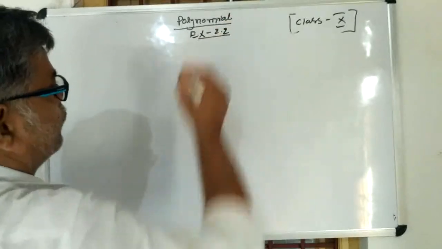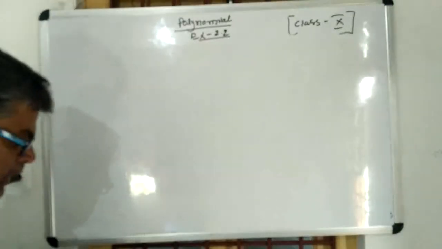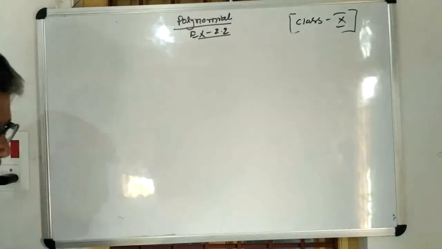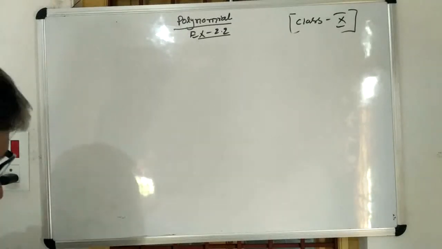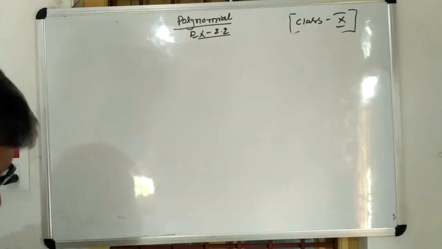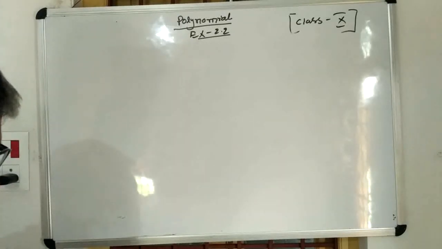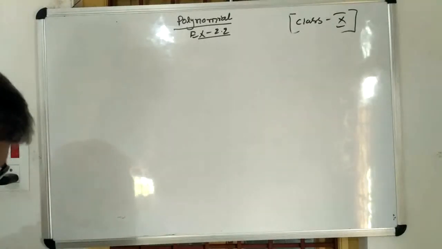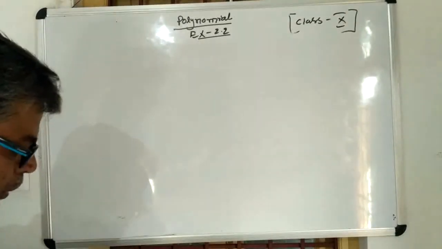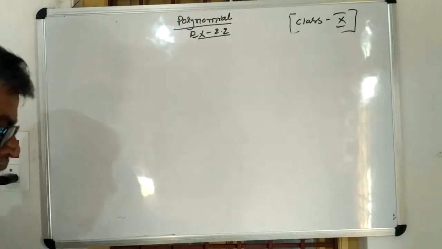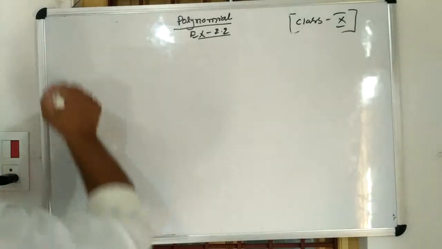Exercise 2.2. The first question is, find the zeros of the following quadratic polynomial and verify the relationship between the zeros and the coefficients. You have to find the zeros of the polynomial, and thereafter you need to verify the relation between the zeros and the coefficients. So this is the question. Let's see.